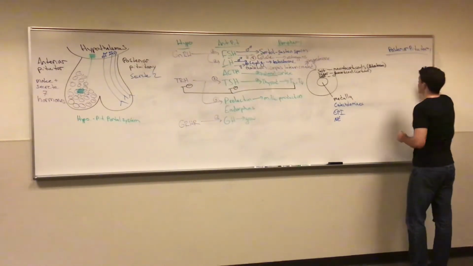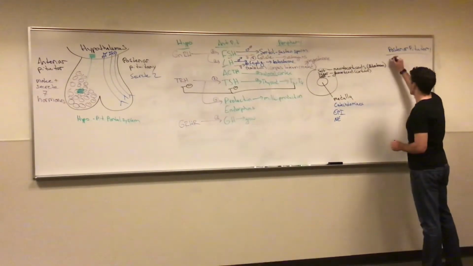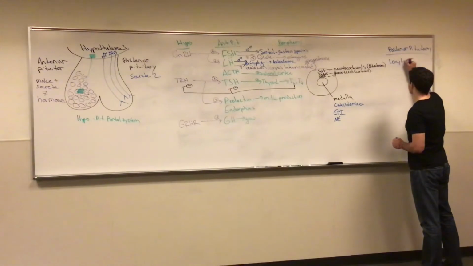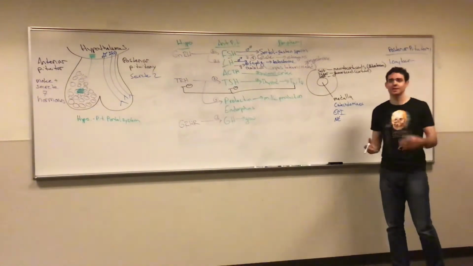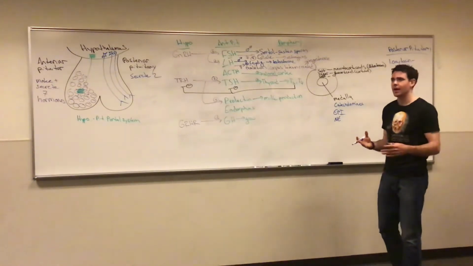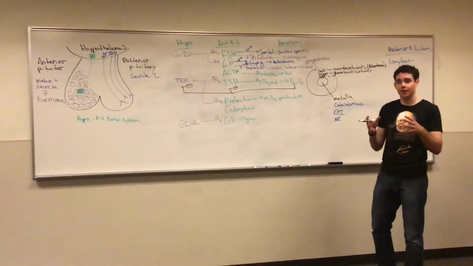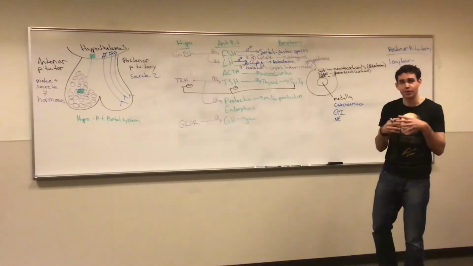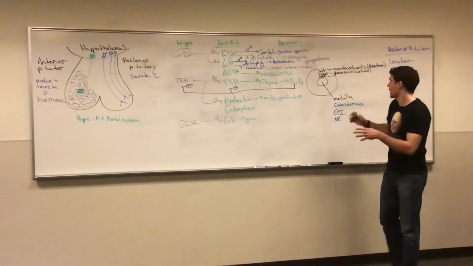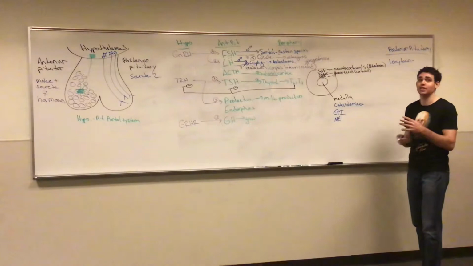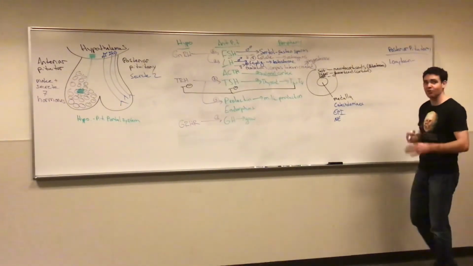So posterior pituitary, we said it secretes two hormones. They're made in the hypothalamus. They are oxytocin. So oxytocin is the love hormone. They did this study in voles, I think, and some voles mate for life and some are promiscuous. The ones that mated for life had higher levels of oxytocin, whereas the ones that were promiscuous had lower levels. So oxytocin is key in forming that pair bond.